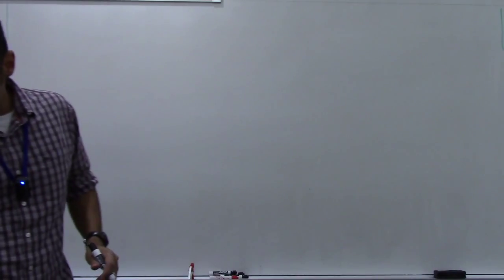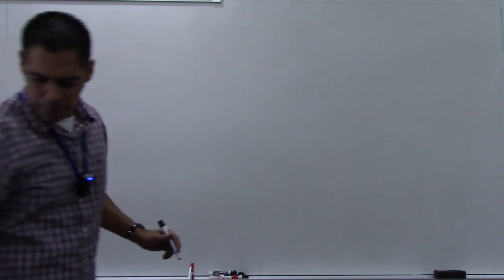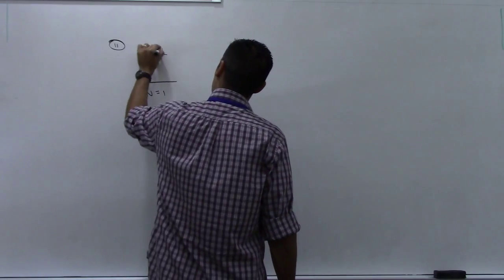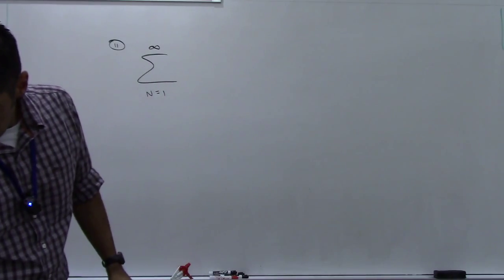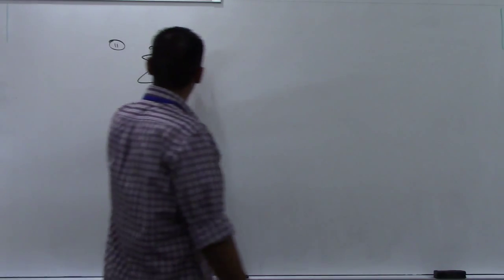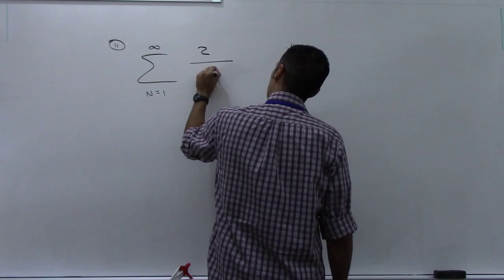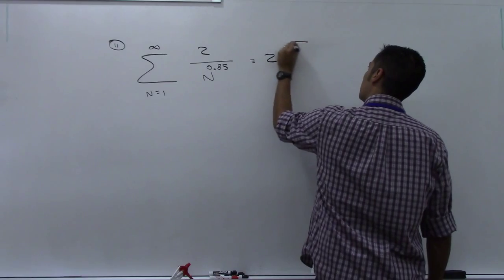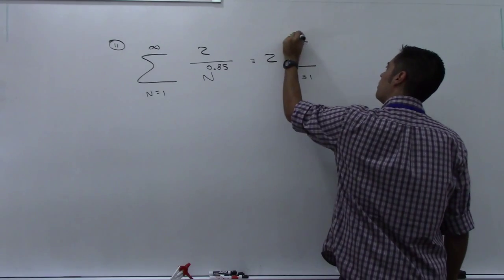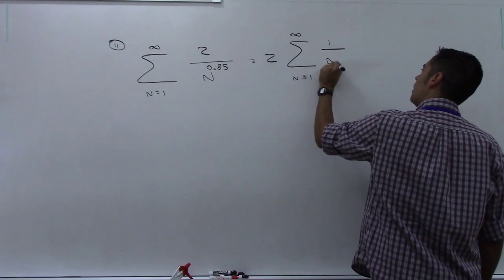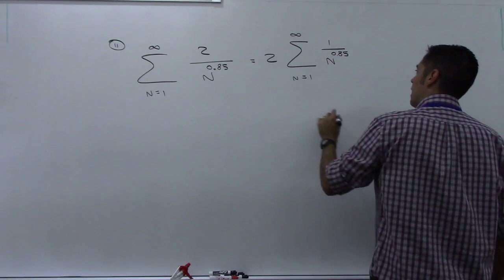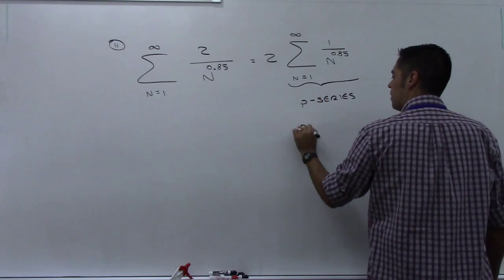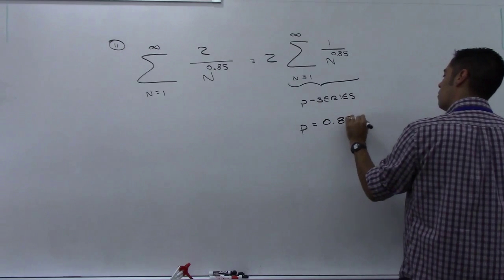All right, let's do 11. Determine if it's convergent or divergent. So here we go. The sum, this is 11, n equals 1 to infinity of 2 over n to the 0.85. Well, this is the same as 2 times the sum n equals 1 to infinity of 1 over n to the 0.85. And this right here is a p-series with p being equal to 0.85, which is less than 1.